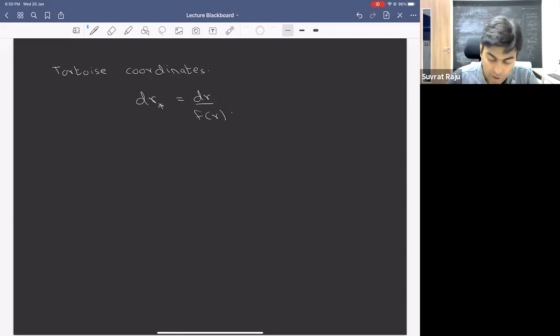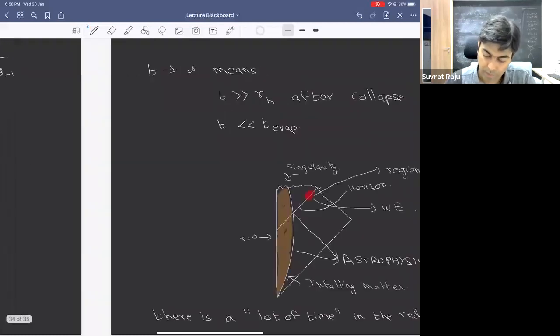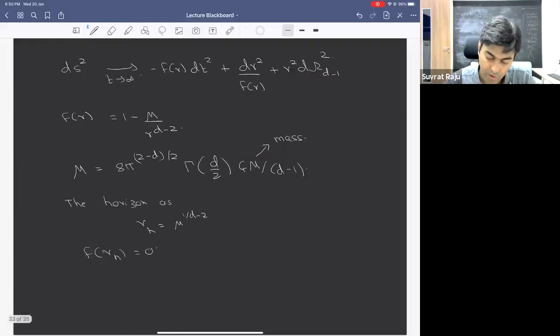Okay. So near r goes to infinity, remember f of r goes to 1. And that's because f of r was just what we wrote here. So remember, this is f of r. Let me just copy f of r.